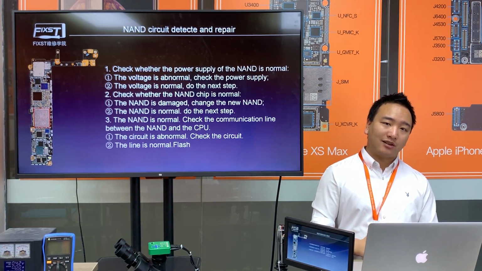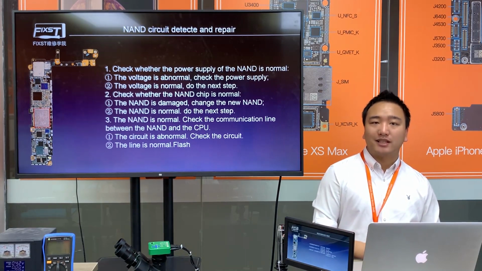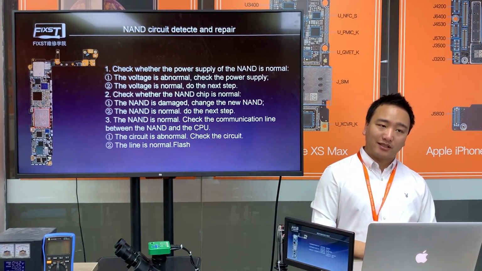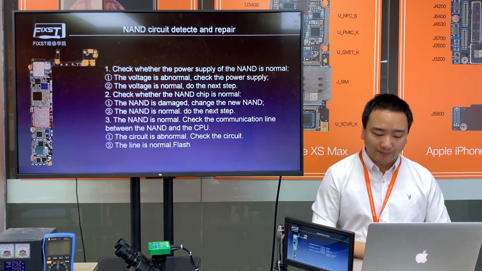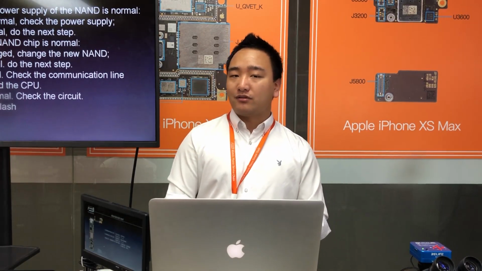We need to remove it and try to change a new one. When we remove the NAND, we can see a lot of points under the chip. We can check whether the communication line between the NAND and the CPU is okay, and check whether the line resistance is 0, has a big difference, or is normal.